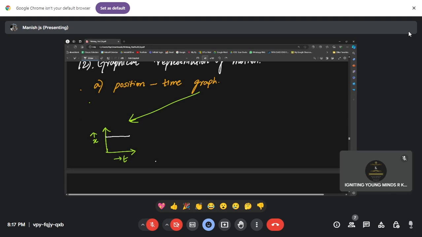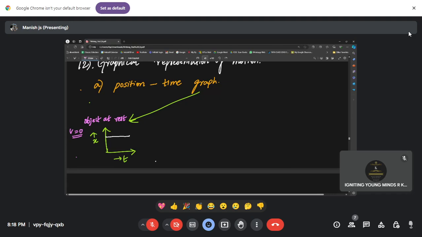It means that the position is constant. Can you see? There is no change in position as time changes. Basically, the object is at rest, isn't it? So this graph represents an object at rest. You know that when an object is at rest, the velocity is zero. So v is equal to zero. That's the condition. There is no change in position.